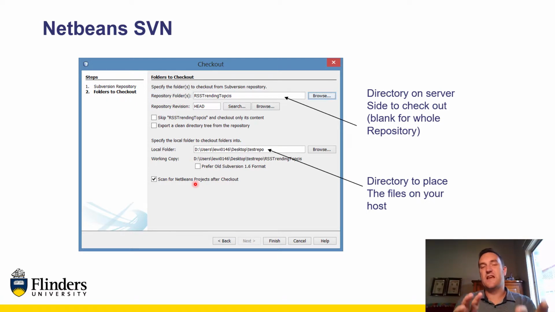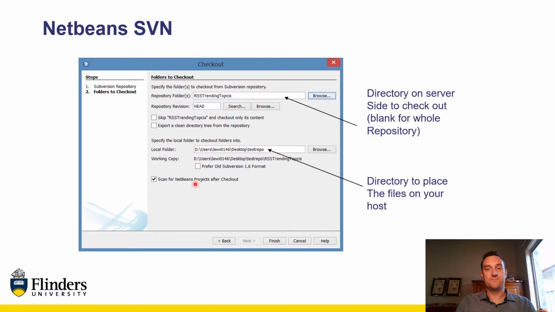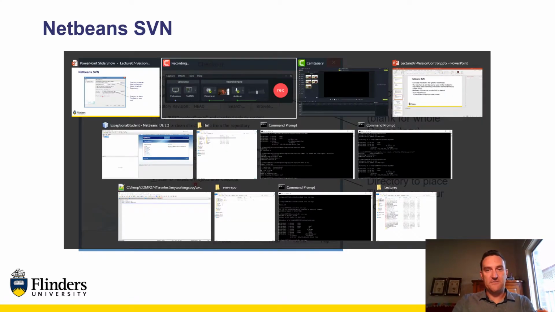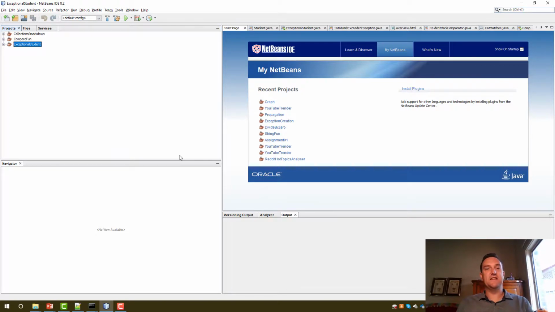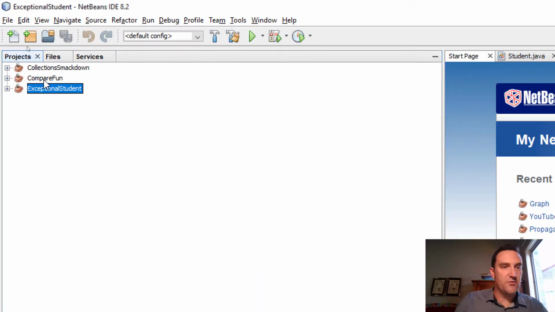So we don't need to write SVN add, it just adds the files for us as we add them. So we say create new class, that'll get automatically added, and then we can commit afterwards. So if we have a look at NetBeans, here's a NetBeans installation here, a few projects there.